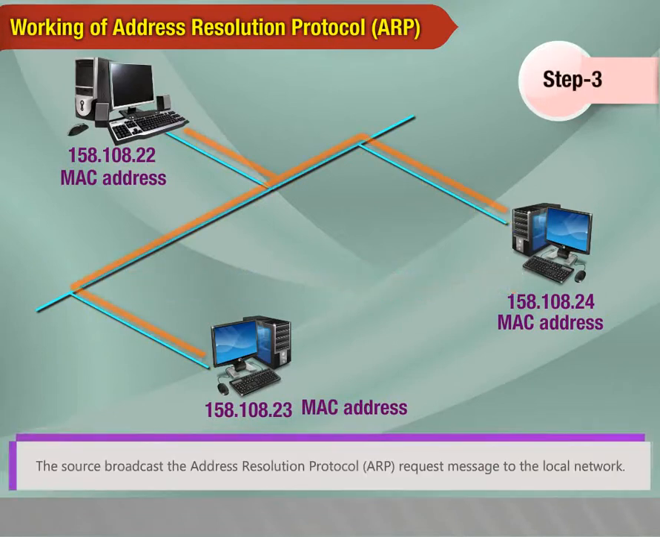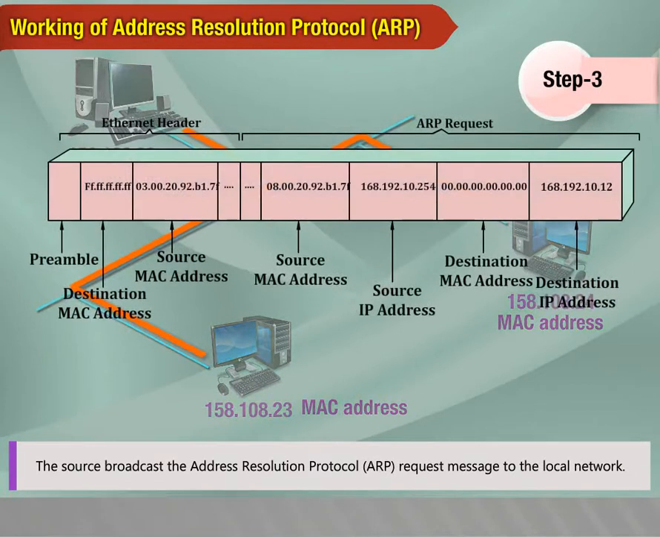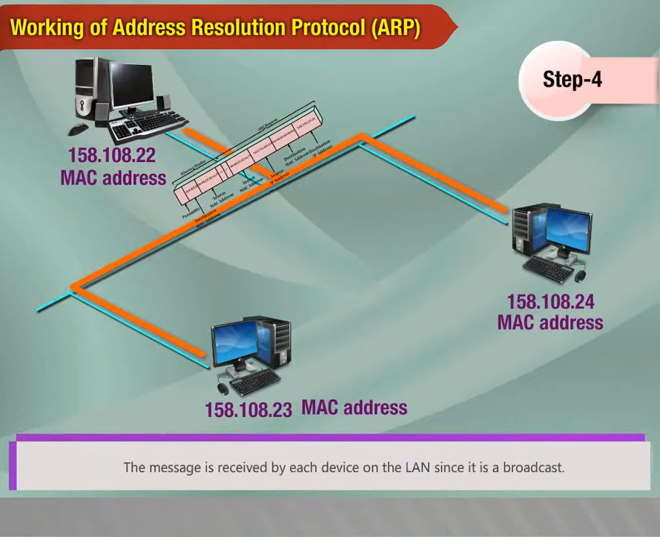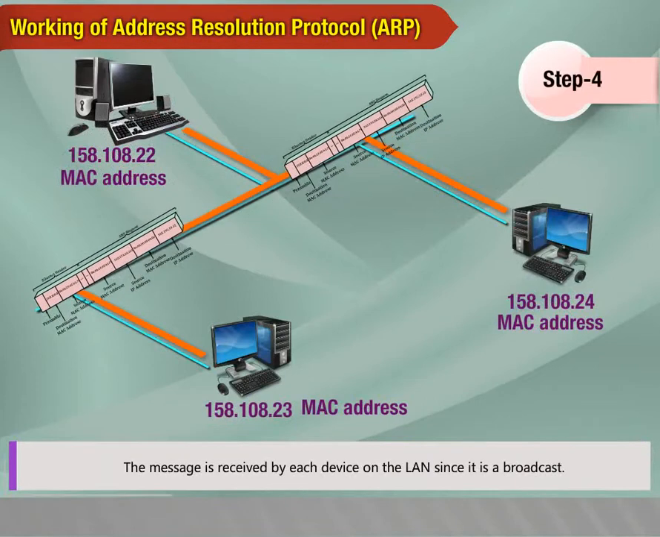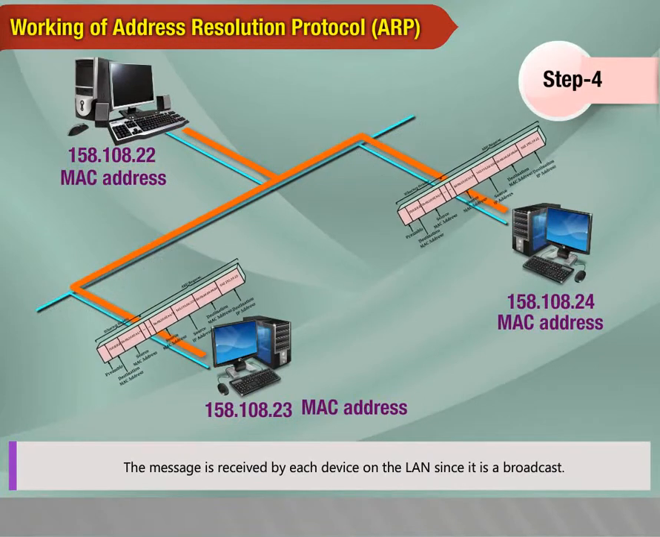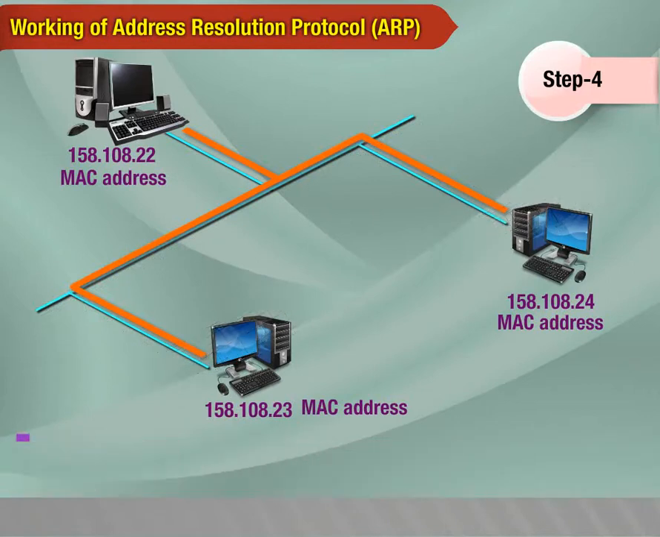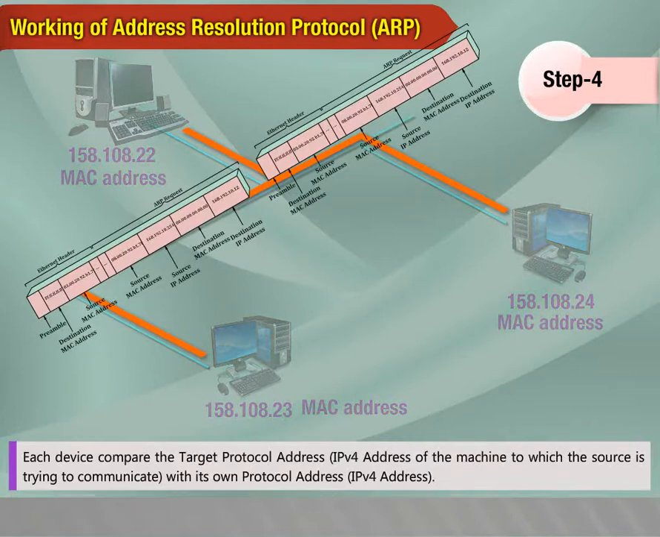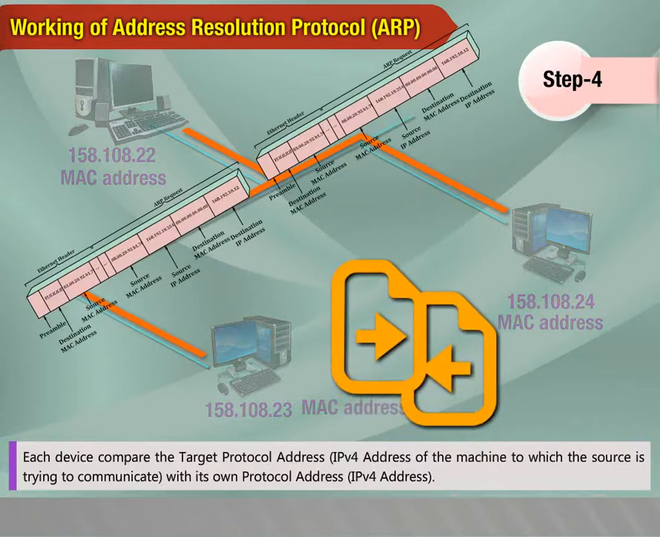Step 3. The source broadcasts the ARP request message to the local network. Step 4. The message is received by each device on the LAN since it is a broadcast. Each device compares the target protocol address, that is, the IPv4 address of the machine to which the source is trying to communicate, with its own protocol address, that is, its IPv4 address.